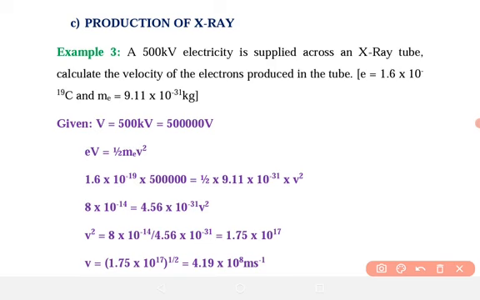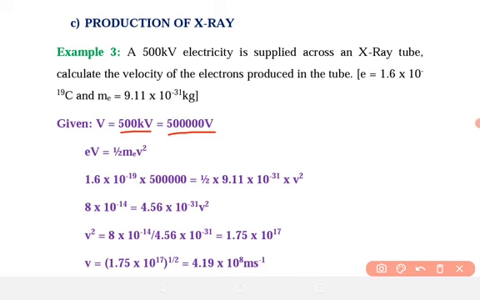And from this example 3, we have a 500 kilovolt electricity, that is, a high voltage, which is supplied across a straight tube. We have to calculate the velocity of the electron produced in the tube. That's one thing we need to know here. We have our very high voltage that brings about the acceleration of the electron, given as 500 kilovolt, and that is converted to 500,000 volts. Now we are looking for the velocity of the electron produced.